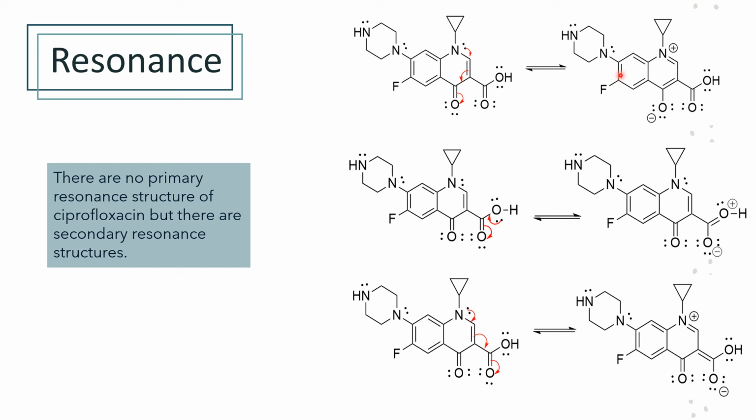It's good to mention that the top structure and the bottom structure are more stable than the middle structure because the nitrogen can hold the positive charge better and will be more stable with the positive charge than the oxygen.